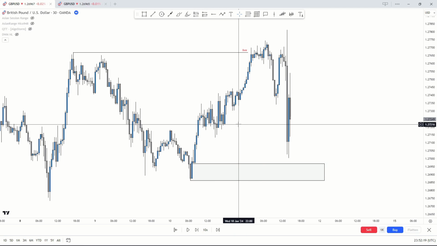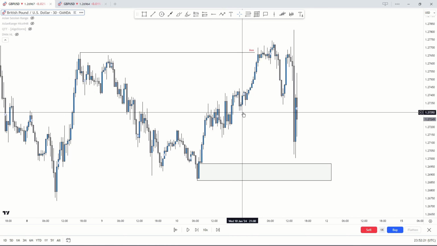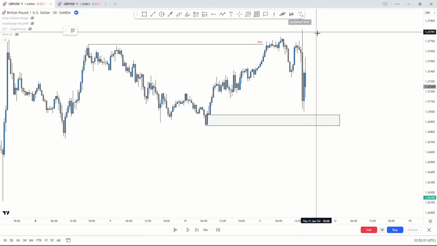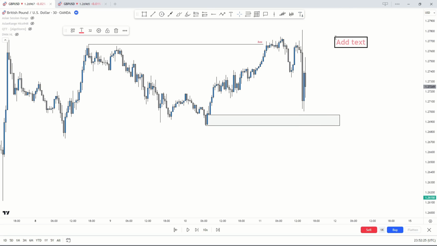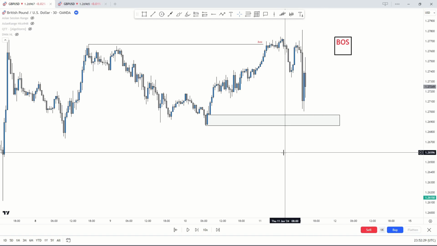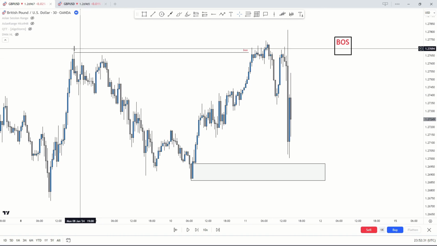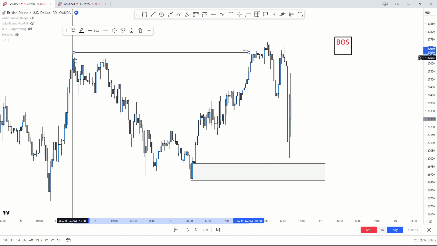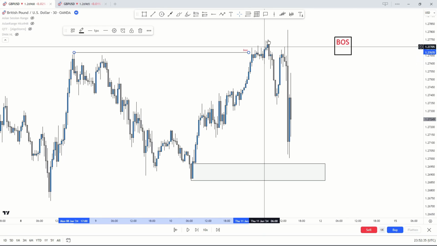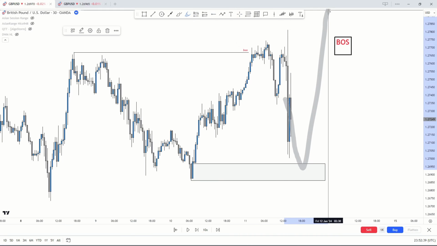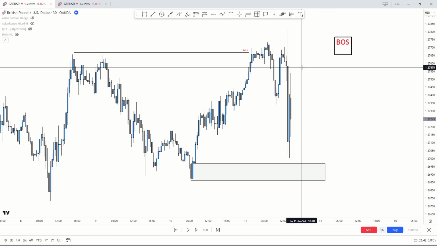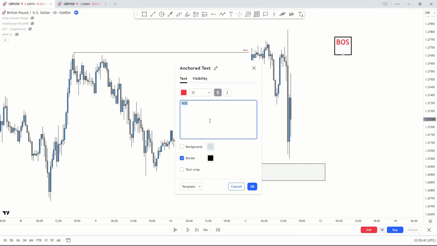Now let's start running through the rules which are going to make this demand zone valid and high probability. First things first is we need to look for our break of structure. And as we can see here, we have already identified the break of structure, which is that price has broken through the previous high, giving us an indication that price would like to trade higher. That's the first rule. The second thing we're going to look for is our high volume.